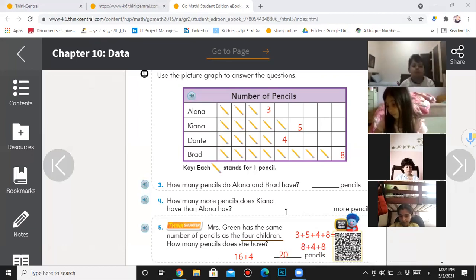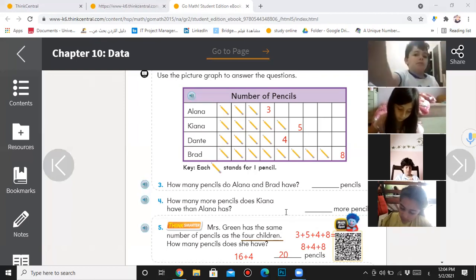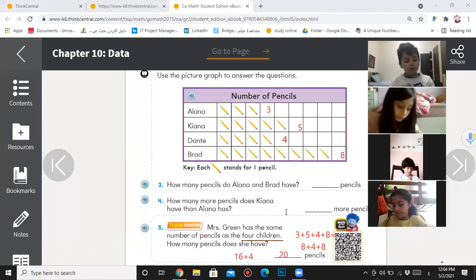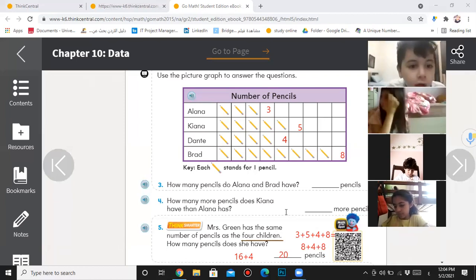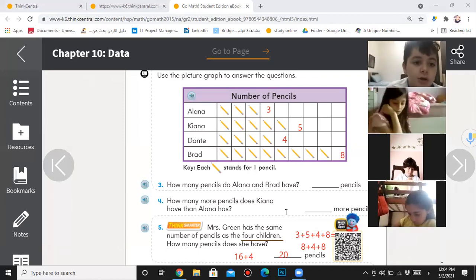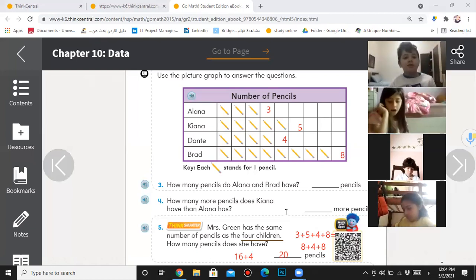Guys, write in your book. 20. Yes. I wrote it, 20. Guys, write it in your book. Yes, you can do it another way, it's almost the same. 5 plus 3 equals 8 plus 8, 16. 16 plus 4, 20. Like this, this is faster. Yes, I did the same. 8 plus 8, 16. 16 plus 4 is 20. Can you see?